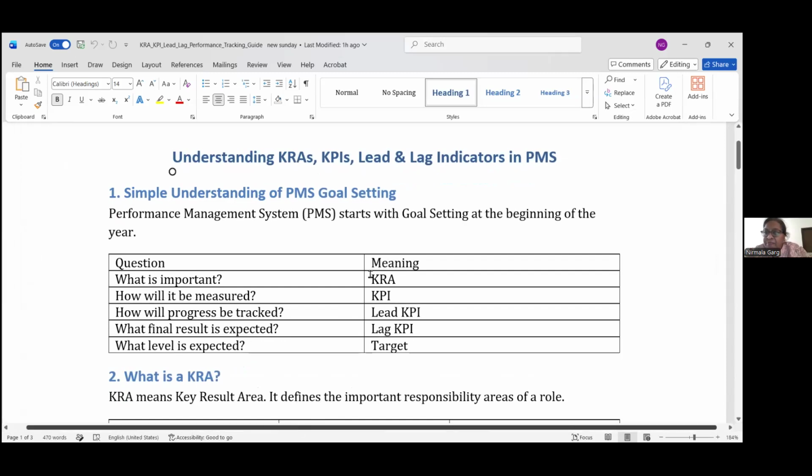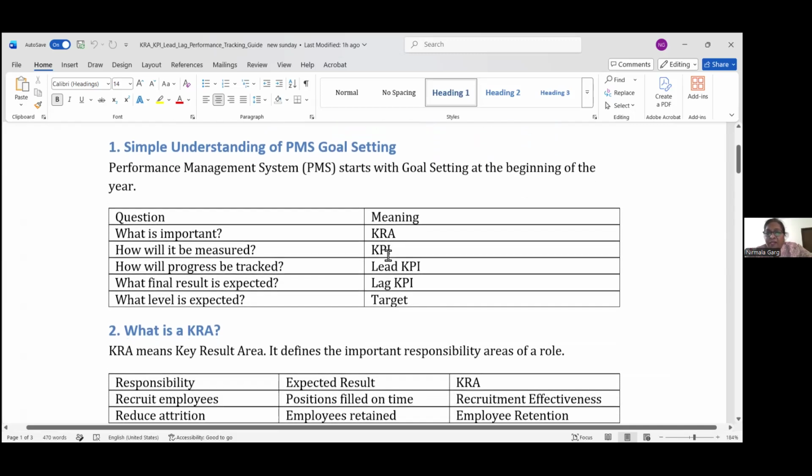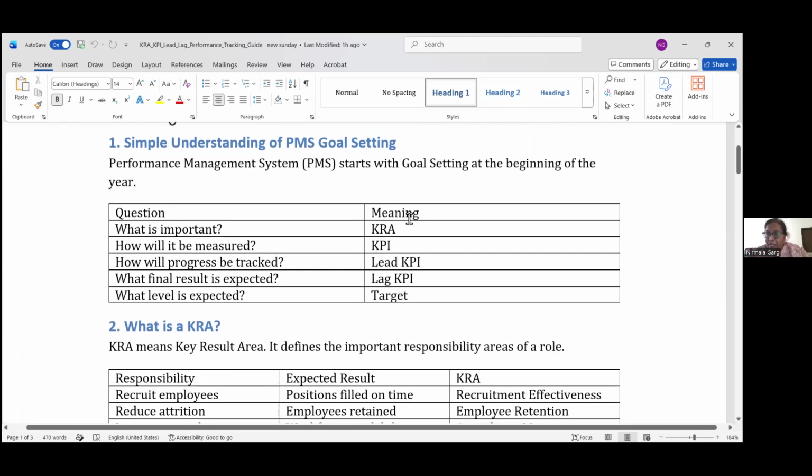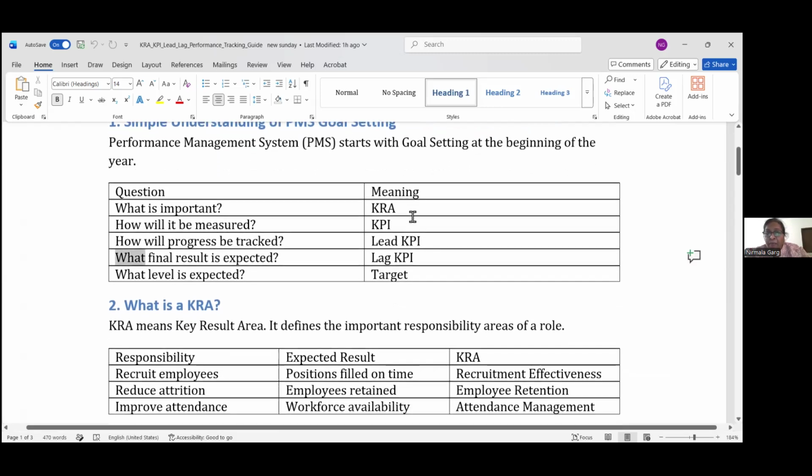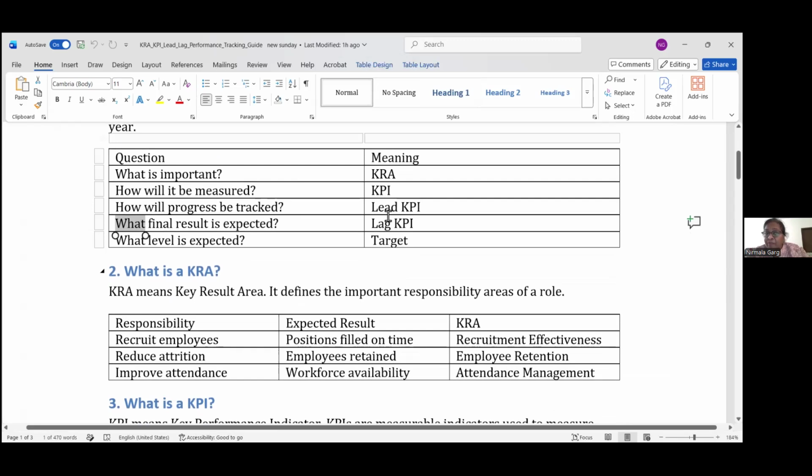So what did we say? When we are talking about the PMS, the first step is goal setting. Got it? Now, as a part of the goal setting, the first thing, what will you do? Set KRAs. Then you will look at KPI, key performance indicators. Now, key performance indicators, they will be lead KPIs and lag KPIs.